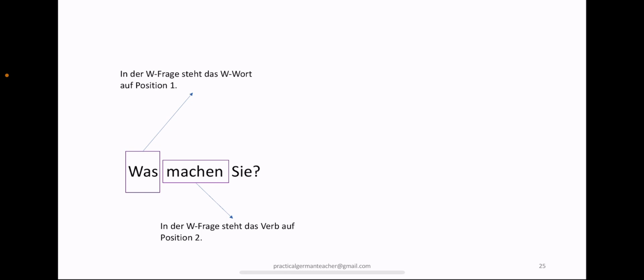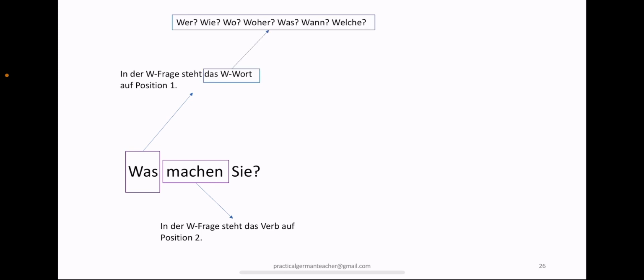And let's look at was, the arrow going up. So in der W-Frage steht das W-Wort auf Position 1. So in a W question, the W word is at position 1. It says nothing about the subject, because there is no hard and fast rule where it is. So it's usually before the question mark.